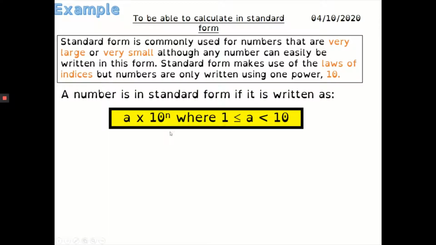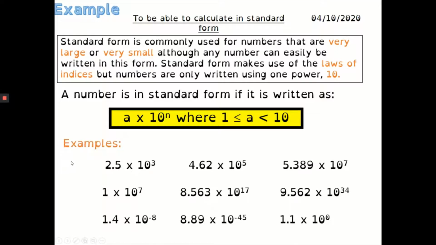This is what numbers in standard form will look like. It will be a value a multiplied by 10 to the power of a number. But the important thing is that a, that value, has to be between 1 and 10. Here are some numbers written in standard form.